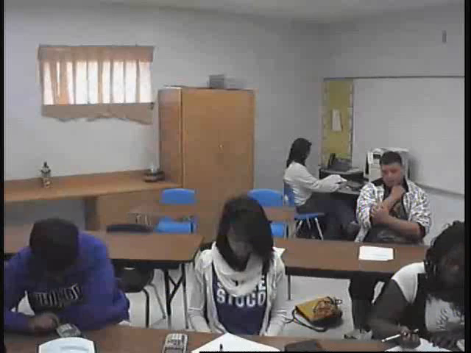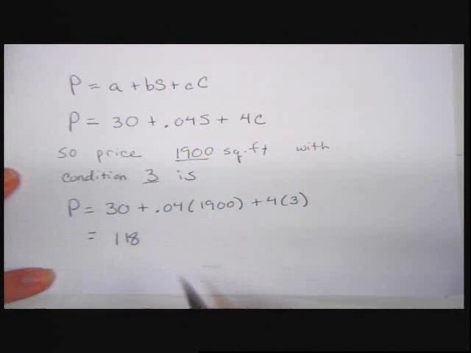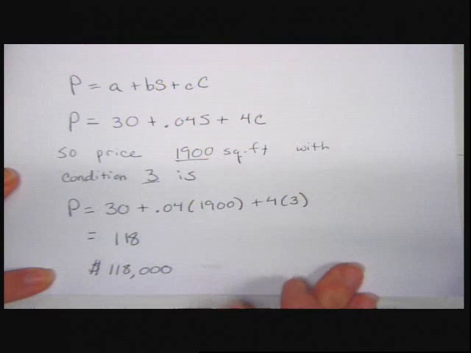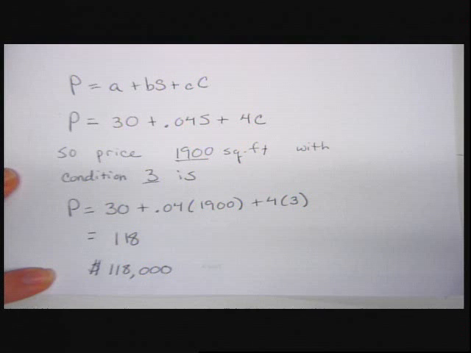118. But this is in thousands, so the price for the home is 118,000. Does that make sense?